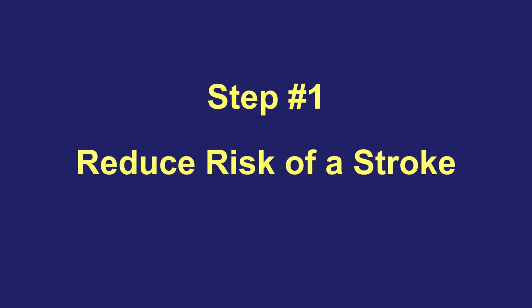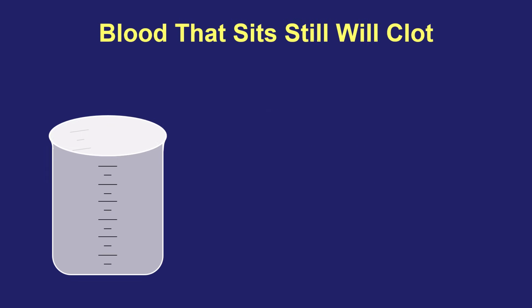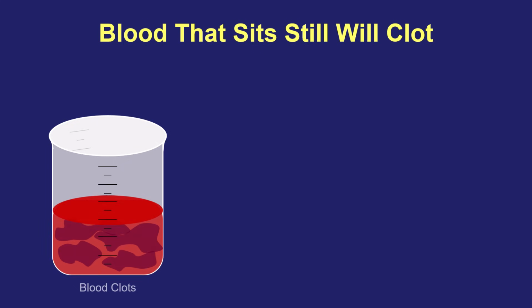So let's start out with step number one of A.Fib treatment, which is to reduce the risk of a stroke. If you take blood and let it sit still, for example, pour it into a cup and let it sit there, then clots are going to start forming. There are cells and proteins in the blood that are going to stick together and solidify that blood and form clots. If you were to stir it around or shake it around, that will delay that process and delay the formation of blood clots.